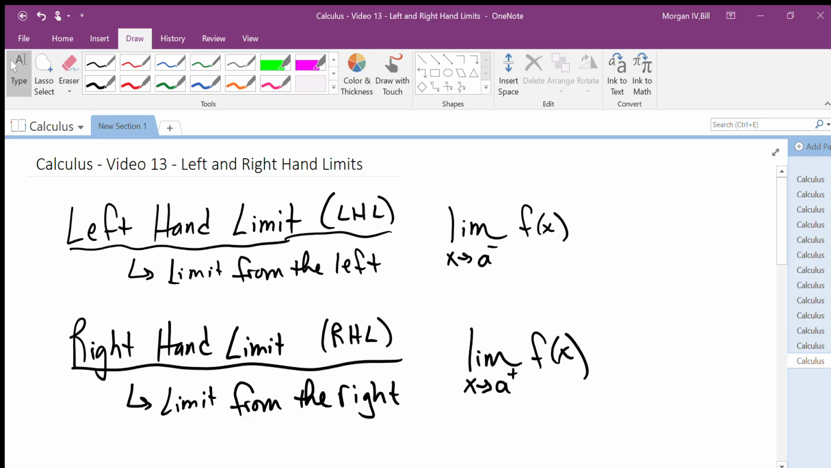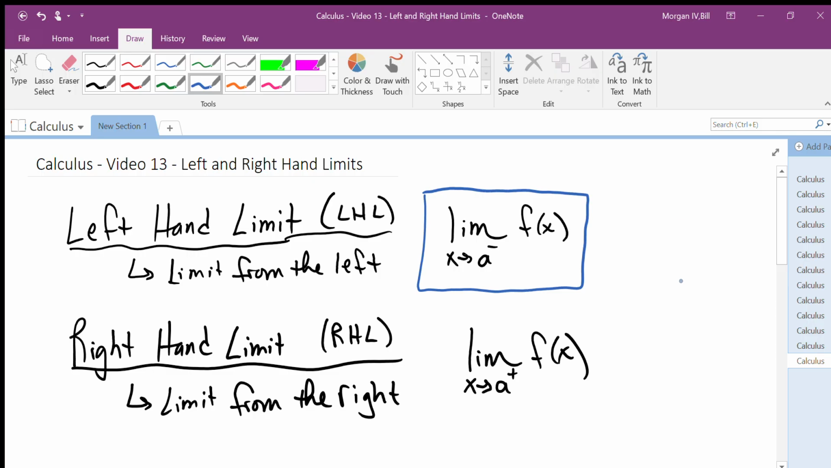The notation we use for that is the limit as x approaches a, with a superscript of a minus sign, like a minus sign in the exponent of a. That means the limit from the left, right? Not negative necessarily, just from the left. So the limit as x approaches a from the left of a function.